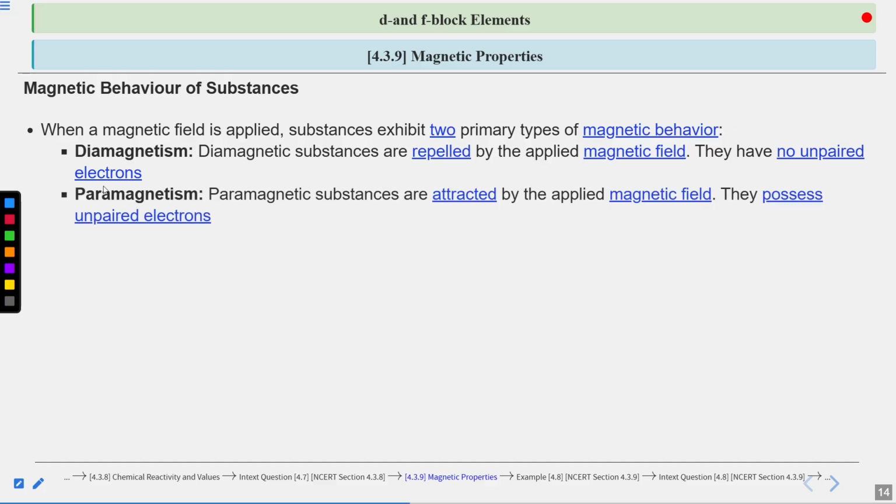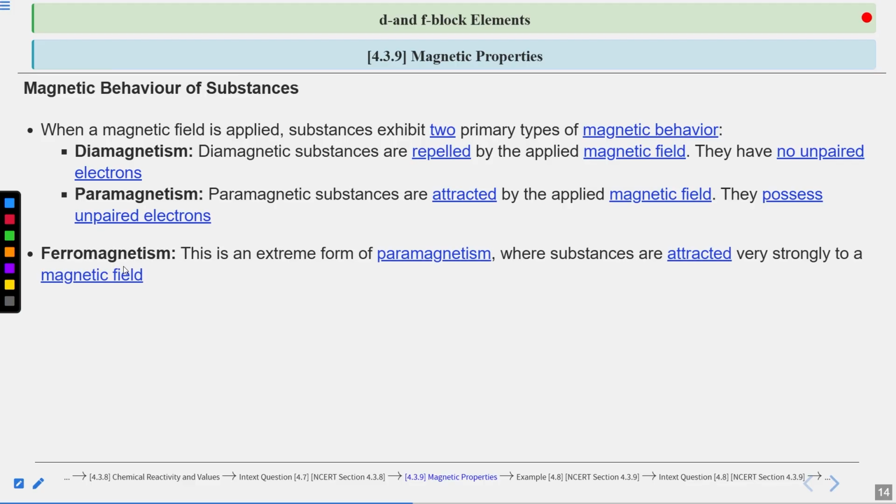The second one is paramagnetism. Paramagnetic substances possess unpaired electrons, and unlike diamagnetic substances, they are attracted by the applied magnetic field. Now there is another type of magnetic behavior, ferromagnetism, which is an extreme form of paramagnetism. Paramagnetic substances are already attracted by the applied magnetic field, but in ferromagnetism the substances are attracted very strongly to the magnetic field.